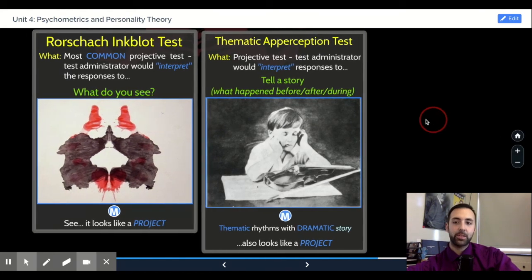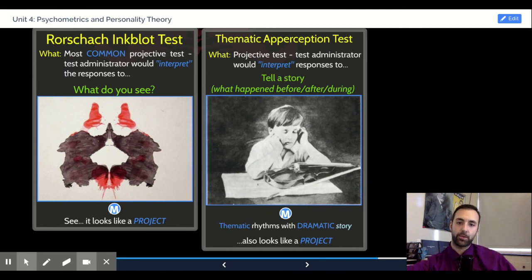The thematic apperception test is a little bit more involved. It involves looking at, again, some type of vague stimuli, a picture like the one that you see here, and then asking the test taker what happened before, during, and after this photograph. And then the person taking the test would say, well, perhaps before, this child was practicing his violin. Right now, he's upset because he has an upcoming competition that he hasn't practiced for. And then after this picture occurs, he fails that test. That might be my before, during, and after.